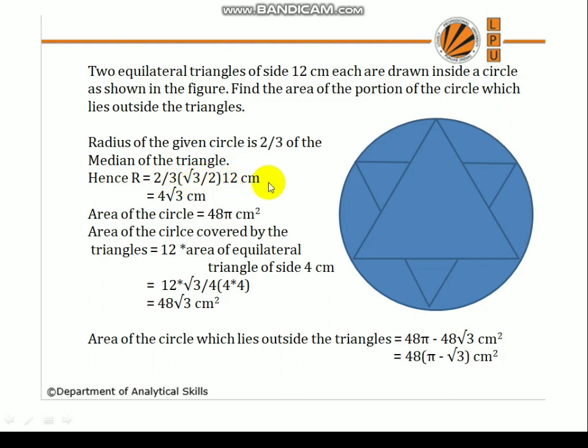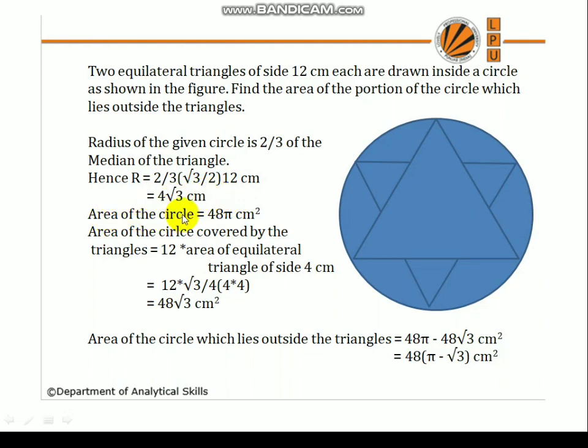A is equal to 12 centimeter. So 2 cancels, 3 and root 3 get cancelled. So we get the radius of the triangle as 4 root 3 centimeter. How is it 4 root 3 centimeter? It means 12 by root 3. 12 is nothing but 4 into 3. That 3 and root 3 get cancelled, so we get 4 root 3 centimeter.